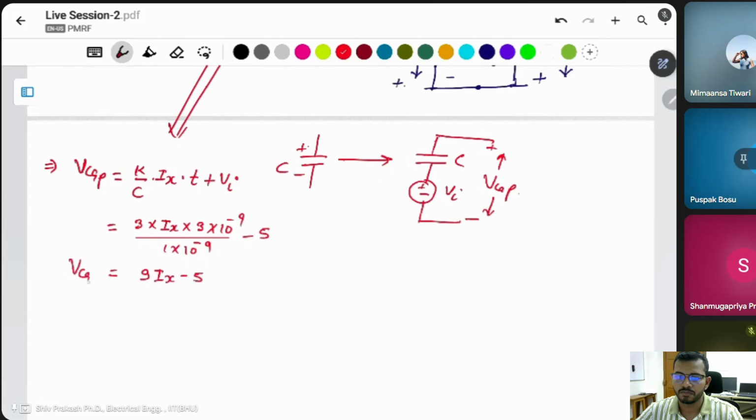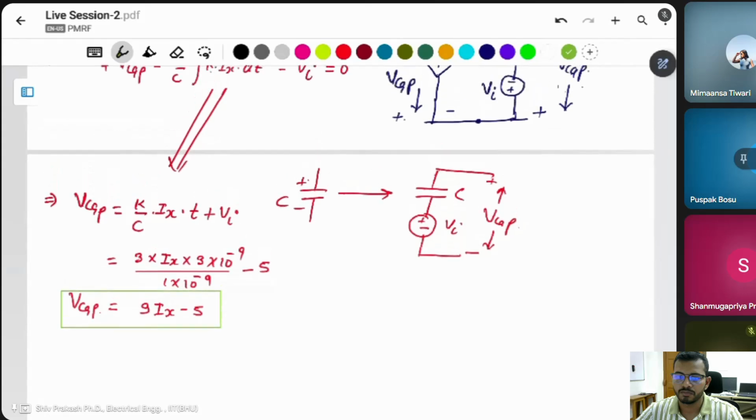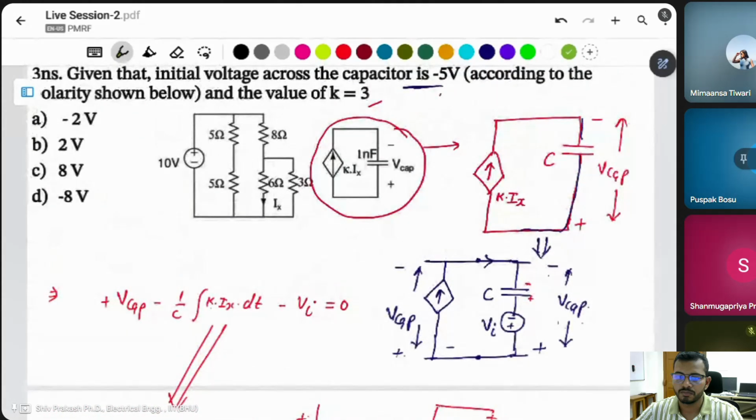This is the voltage of the V capacitor. Then you have to find the Ix. You can find Ix from this circuit.